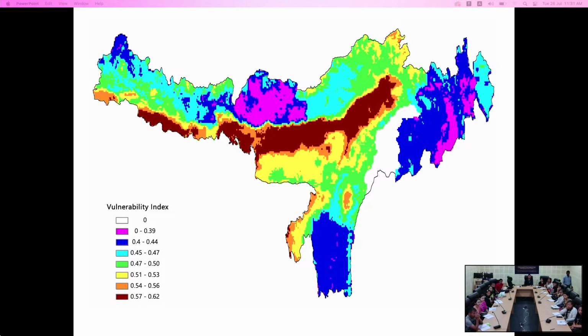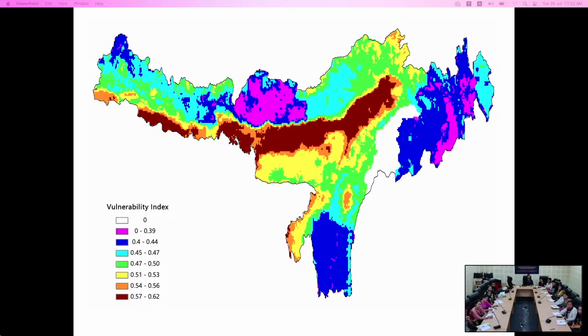This is a vulnerability map. This is not a hazard map, right. And this is a vulnerability map for entire Northeast India including Sikkim. It was prepared by the International Center for Integrated Mountain Development quite ago, almost 10-12 years back. It was a good example.